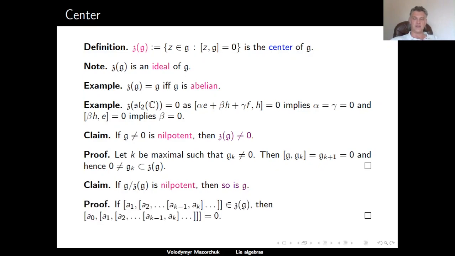To prove this, we can use the alternative description of nilpotent Lie algebras, in which the consecutive bracketing of a certain number of elements in G is 0. If we assume that G modulo the center is nilpotent, this means that there is a positive integer k such that the consecutive bracketing of k elements of G is 0 in G modulo the center, which means that it belongs to the center of G. Bracketing this with any element a0 of G, we get 0 because this element belongs to the center. This shows that bracketing arbitrary k plus 1 elements of G gives 0, which means that G is nilpotent.